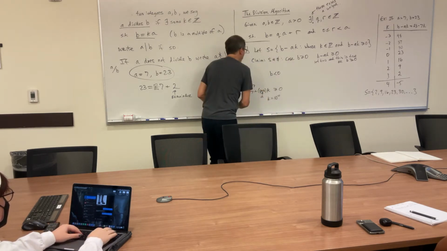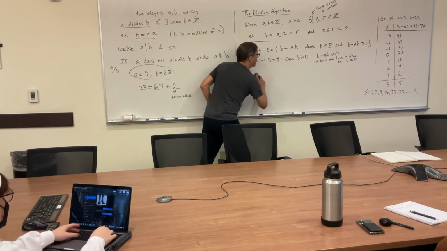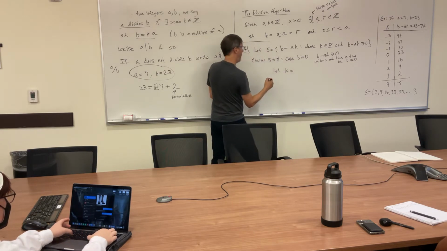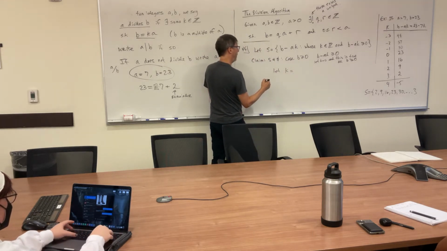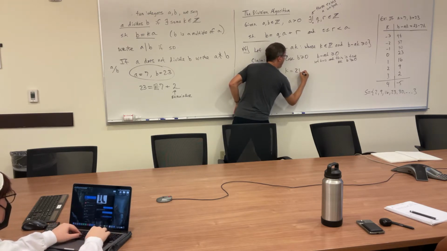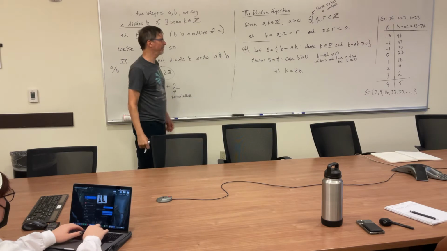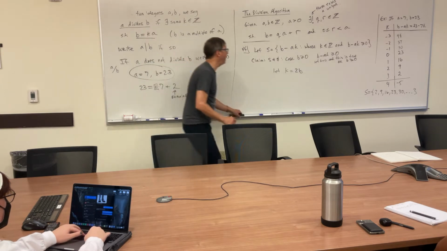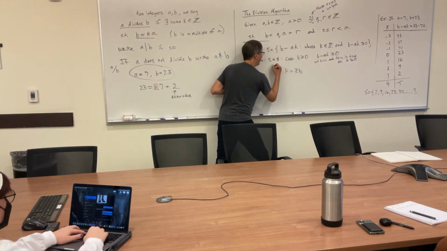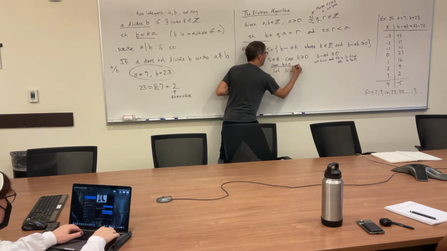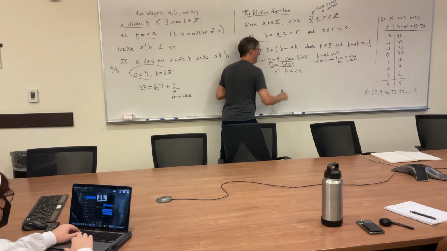So check this out. We're going to let k equal 2b. Wait, I didn't put the case up. Sorry. So here, case b is less than 0. Sorry, I jumped ahead. So now we're looking at the next case, because we already got that case there.